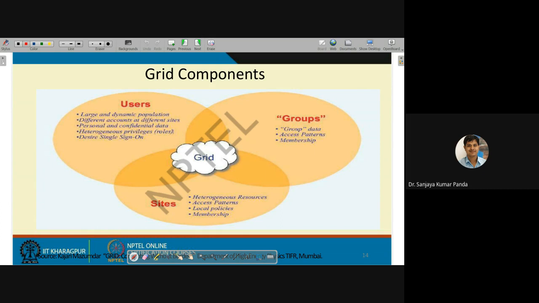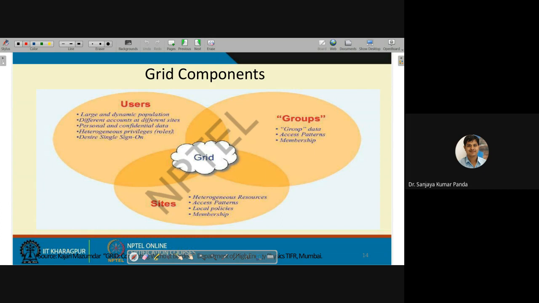Not only as an individual can you participate in a grid computing project, but as a group also you can be part of that project. Similarly, various sites can also participate in the project, where you can collect the resources or contribute to the grid. So similarly, you can see a lot of things they talk about here, like users.